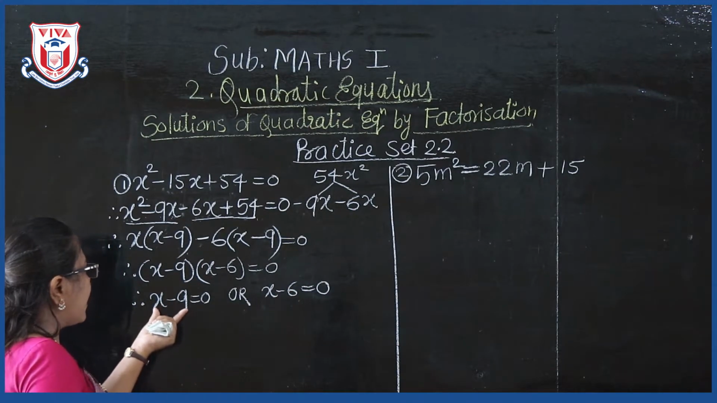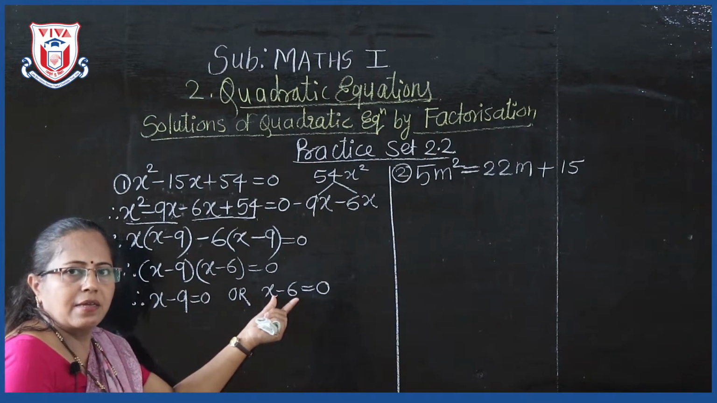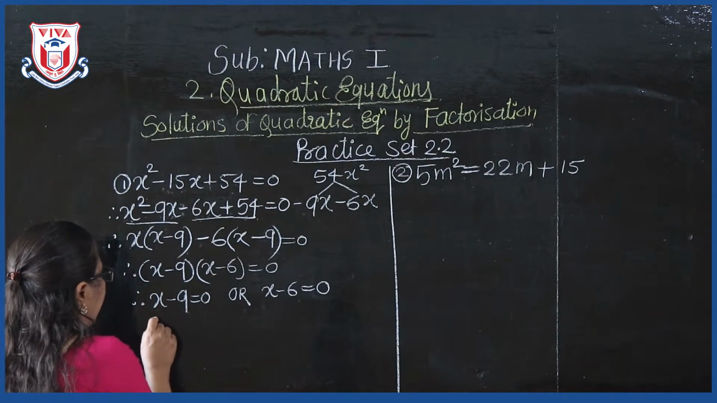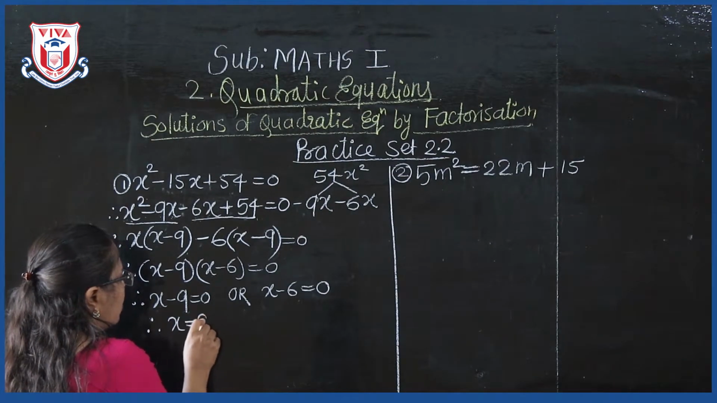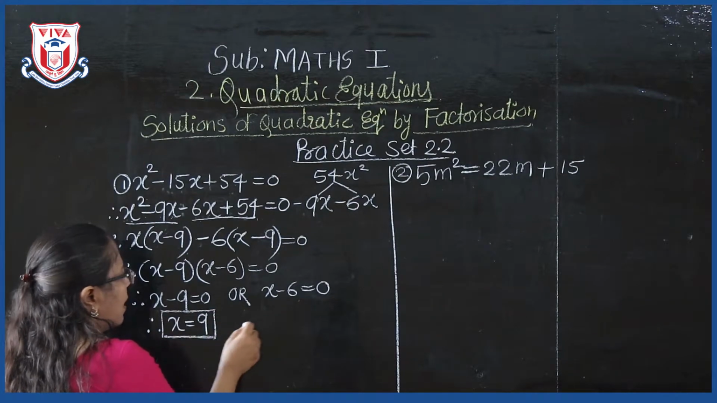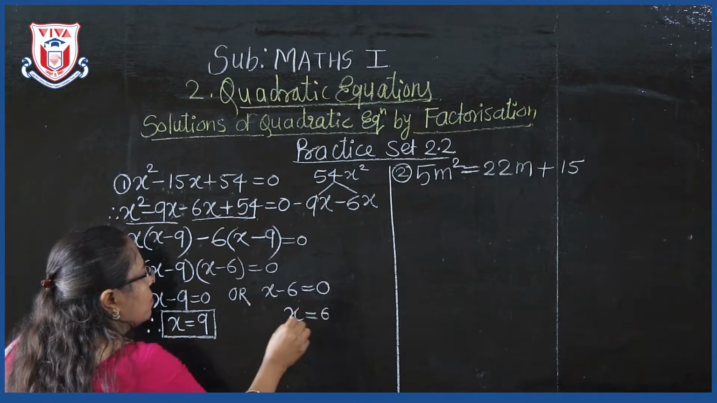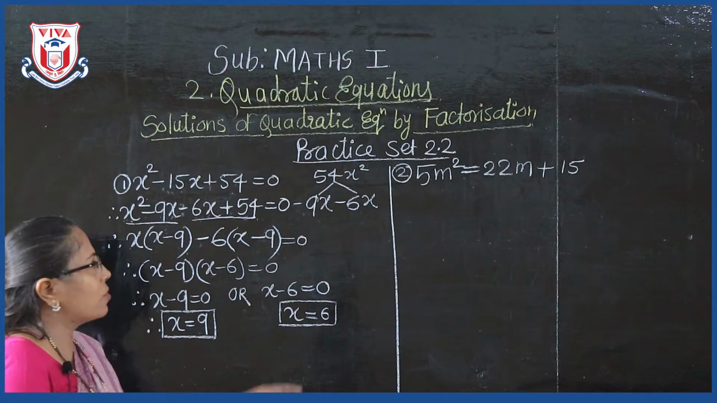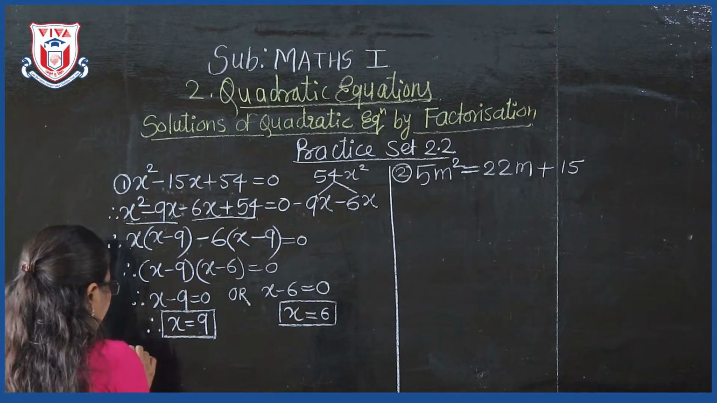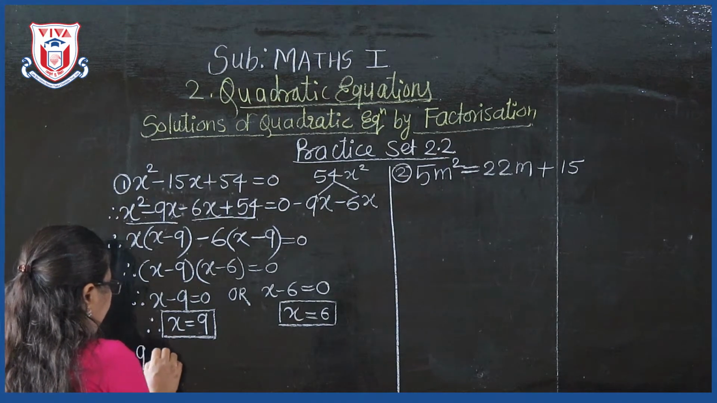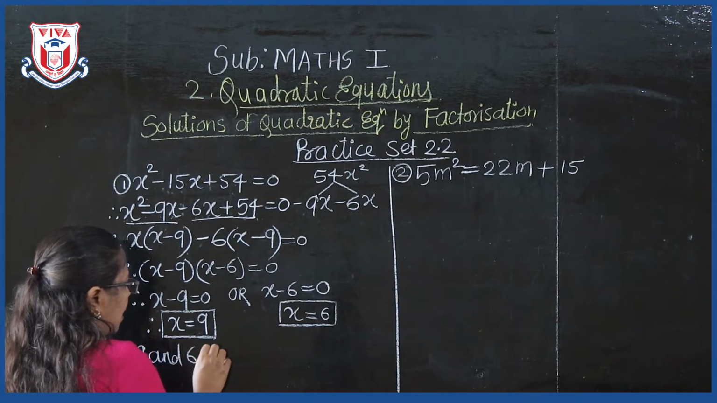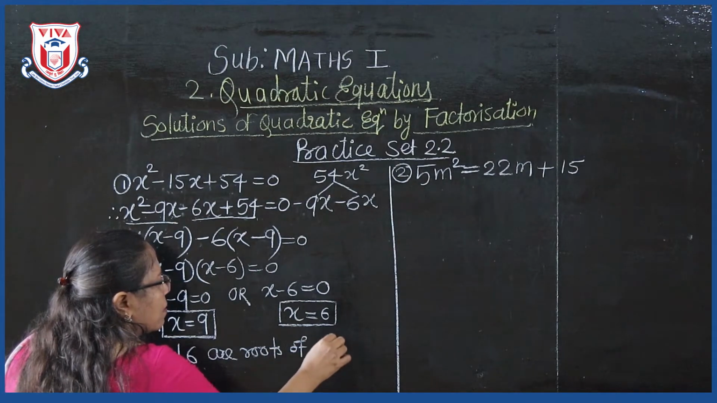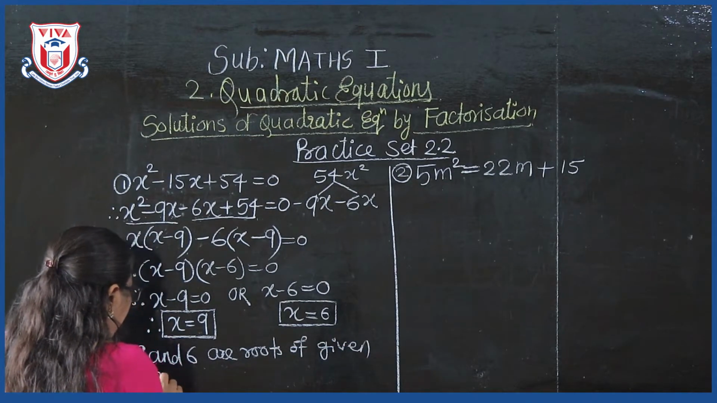Now these are two simple linear equations. After solving this, we will get the value of x. So here we will get x equal to 9 and here x is equal to 6. So 9 and 6 are the roots of this quadratic equation. We will write the answer. Therefore, 9 and 6 are the roots of the given quadratic equation.